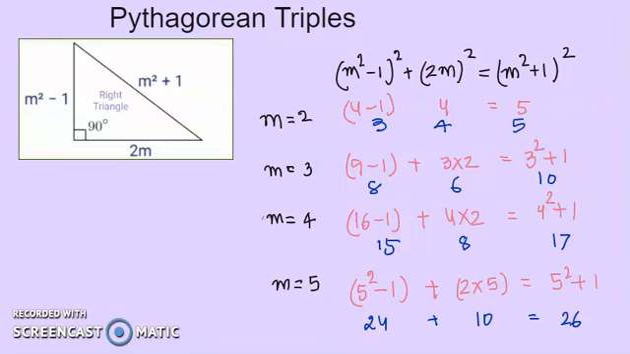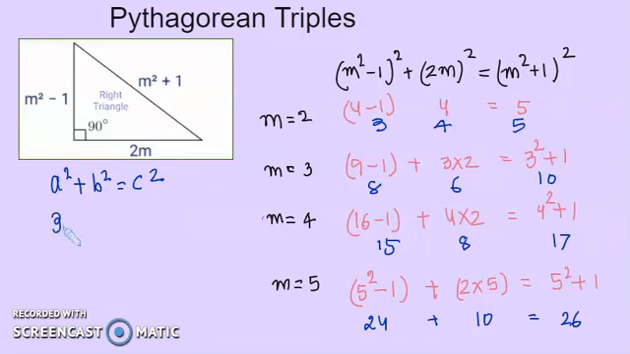So in this video we are going to talk about Pythagorean triples. In my previous video you learnt about the Pythagorean theorem that states a square plus b square is equal to c square. Now Pythagorean triples are those three whole numbers where the sum of the squares of two gives you the square of the third.